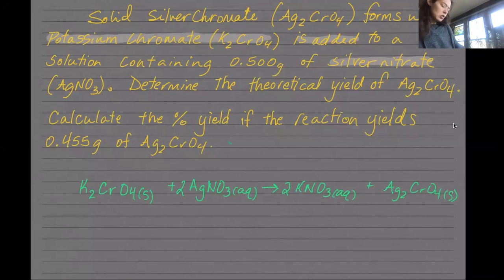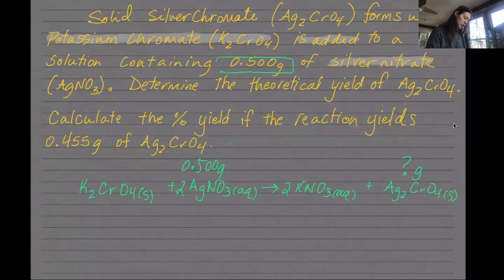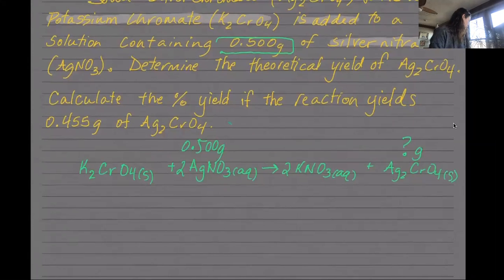All right, let's go back in and start pulling out our questions and data. We've got 0.500 grams of silver nitrate. Determine the theoretical yield of silver chromate. Calculate the percent yield if the reaction yields 0.5. Okay, so what is new here is we are given information about silver nitrate, and we are asked about information about silver chromate. We need to know the theoretical yield.